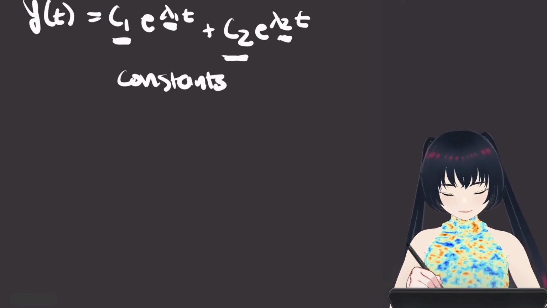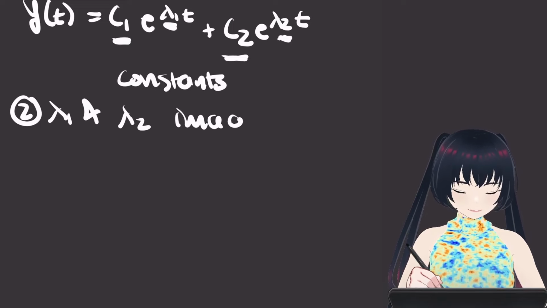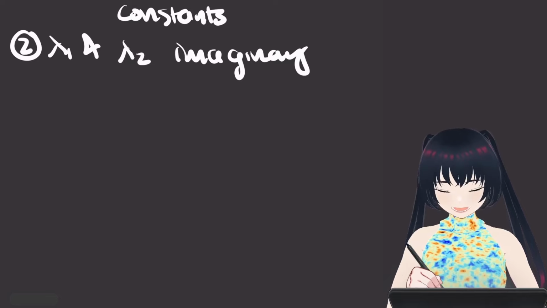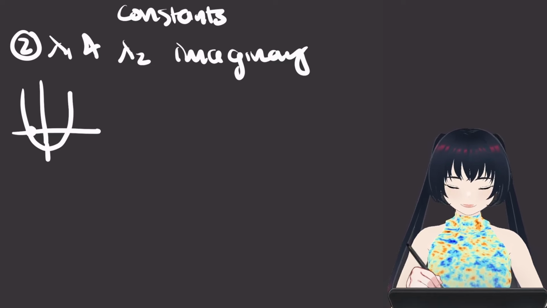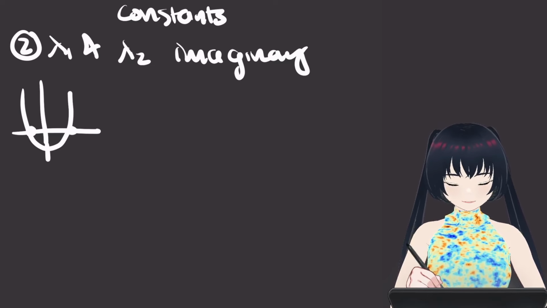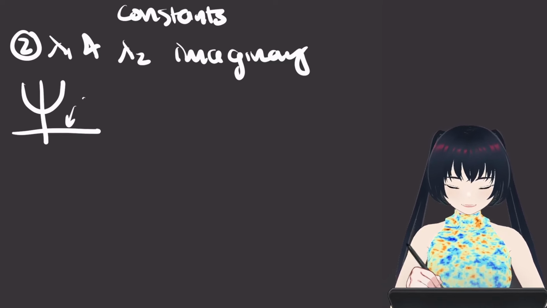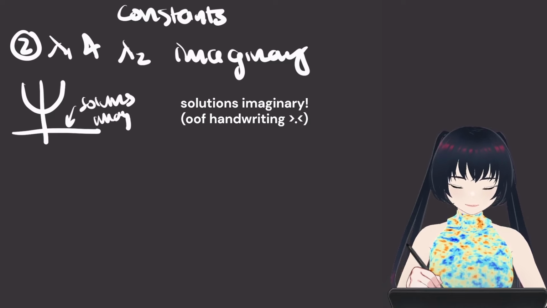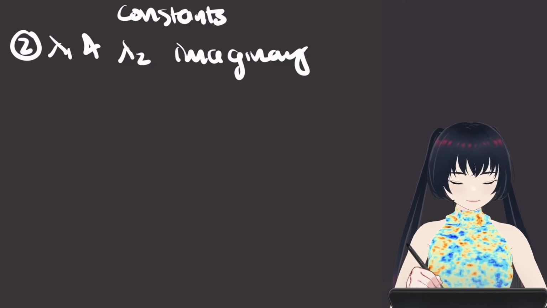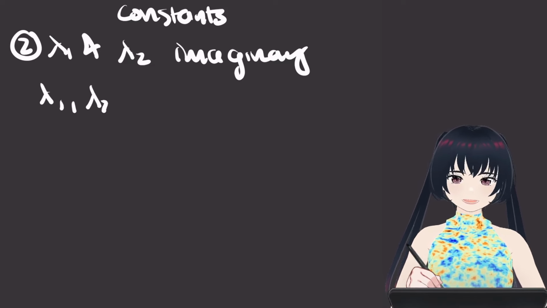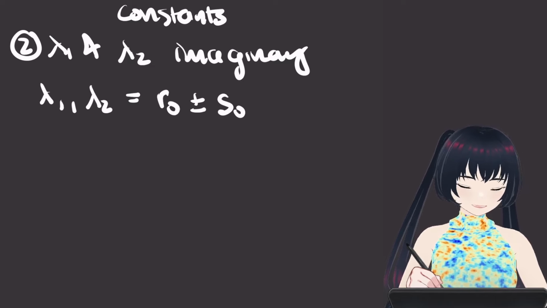The second instance that you could encounter is that lambda 1 and lambda 2 are imaginary. So in the previous slide, I showed that the characteristic polynomial can be drawn like this, where there are 2 solutions on the x-axis. But of course, we could encounter characteristic polynomials that are above the axis. In that case, those solutions are imaginary. And when these solutions are imaginary, we say that lambda 1 and lambda 2 can easily be described in the form r naught plus or minus s naught i.